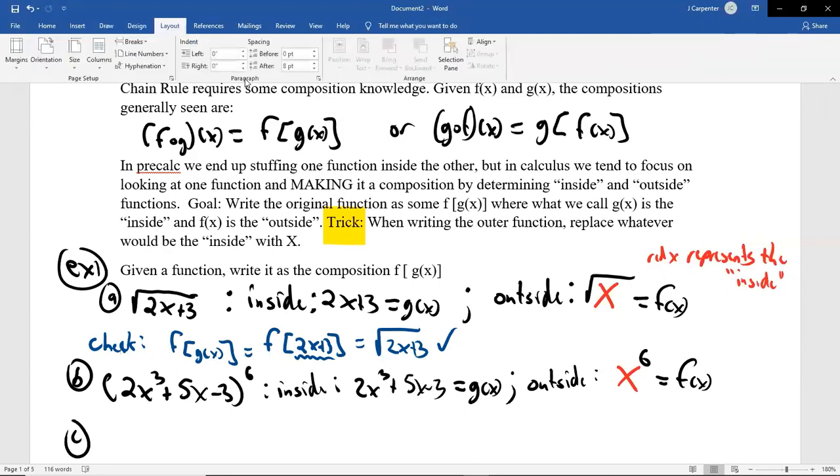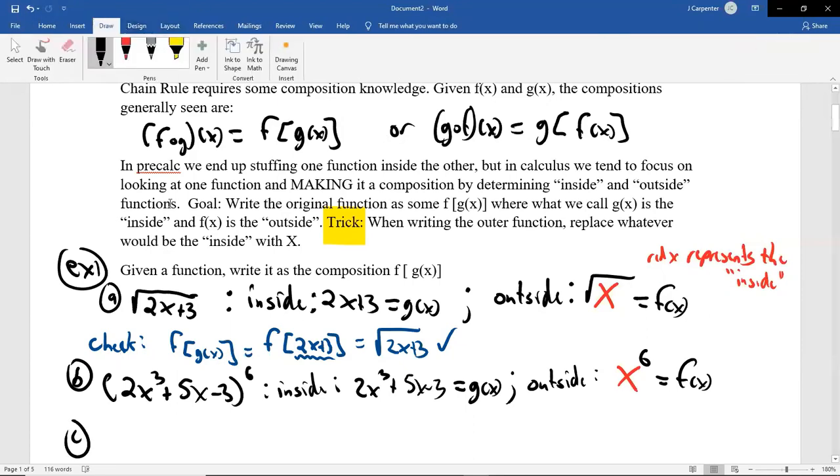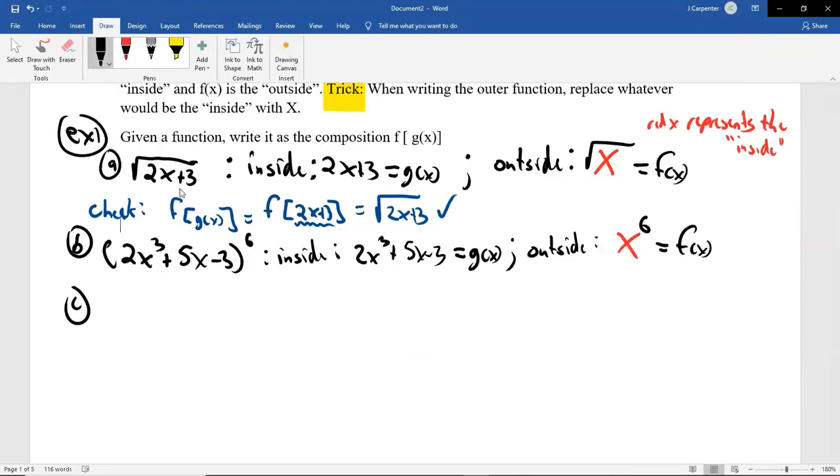Let's do a couple more. C, we got the cube root of x cubed plus 8 and then a -5 outside of the cube root. There's a little more going on with this one. Does that complicate what we would think the inside and outside are? In my opinion, no. But the outside function isn't going to be as simple as previously.